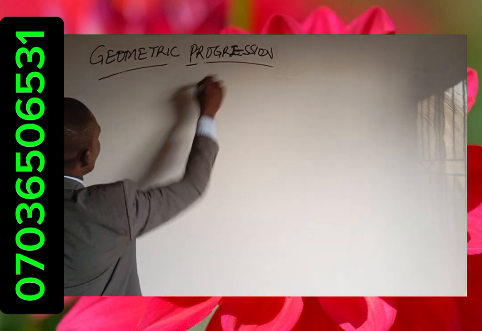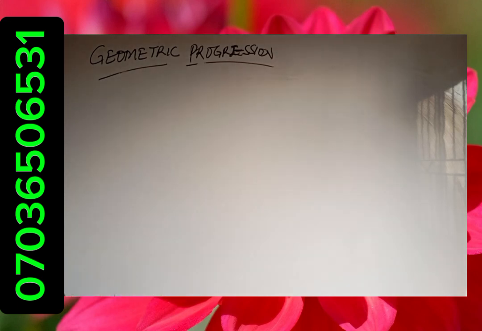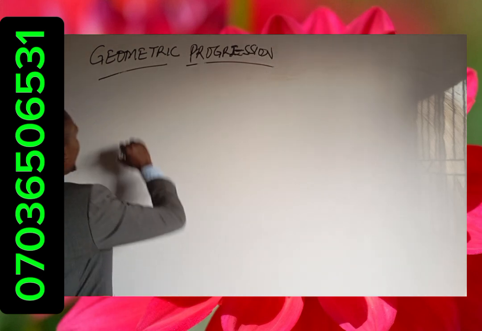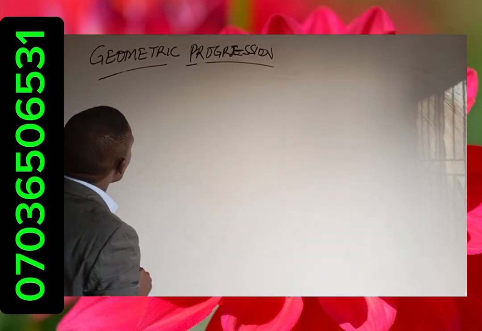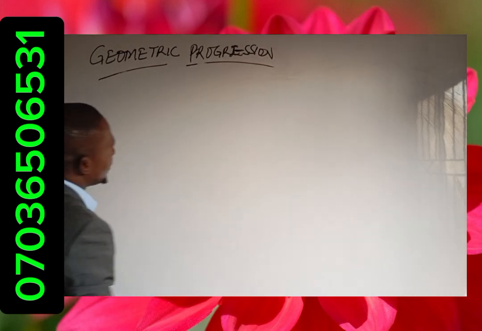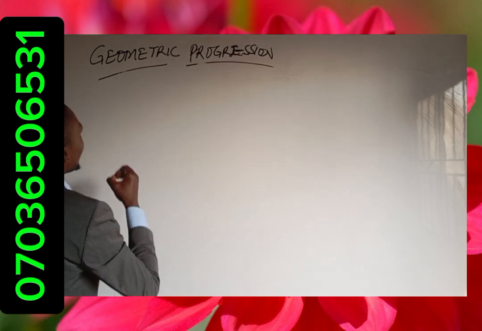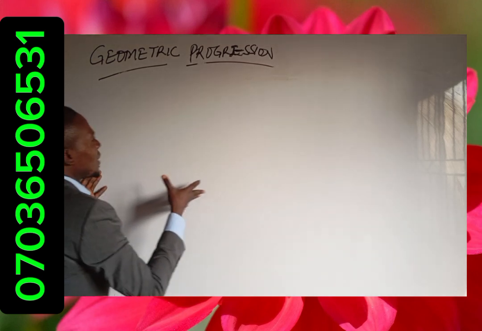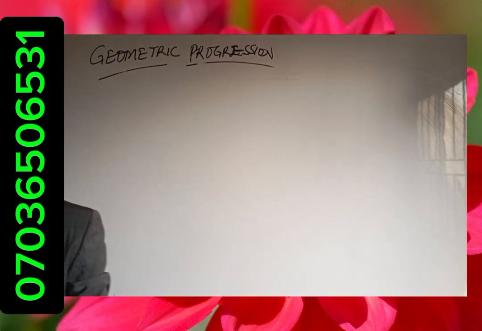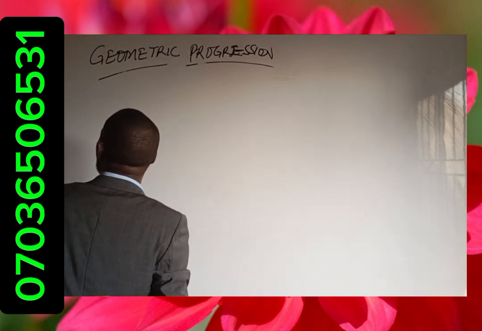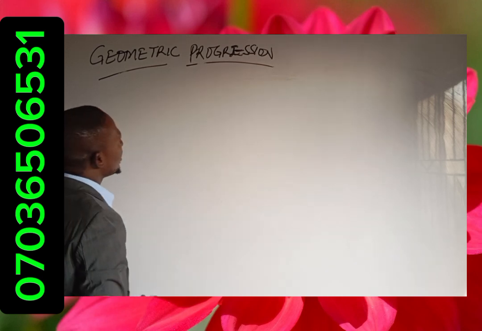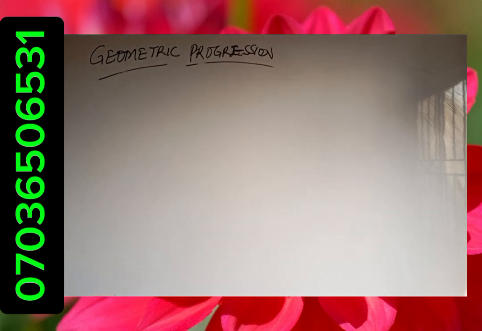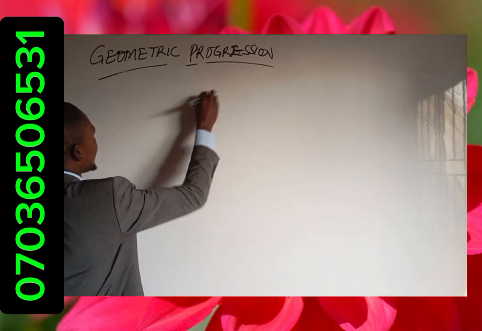What is geometric progression? Geometric progression is a type of progression or sequence in which each pair of its consecutive terms has the same ratio. Each pair of its consecutive terms has the same ratio. Such a sequence is called what? Geometric progression. It is also called an exponential sequence.